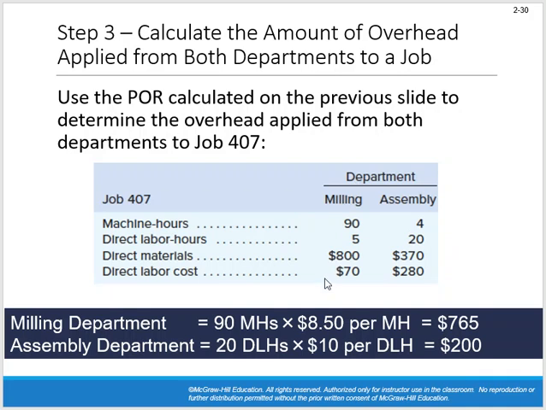And then we've got our direct materials and direct labor by department. So in the milling department, to figure out the amount of MO to apply, we're going to take those 90 machine hours times $8.50 per machine hour that we just computed on the previous slide. So we're going to apply MO of $7.65 to the milling department. For the assembly department, remember it's based on direct labor hours, so we'll take 20 direct labor hours times $10, that was our predetermined overhead rate from the previous slide. So we're going to apply $200 of MO to the assembly department.